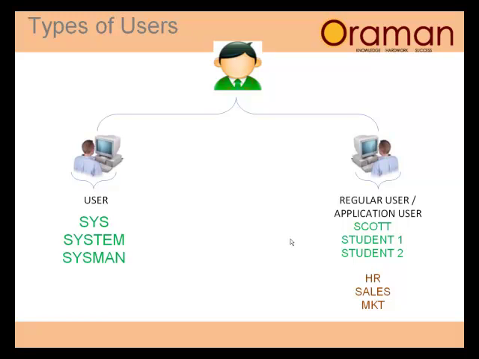And there might be regular people or regular users who will be connecting to the system for development purposes, or for reporting or querying purposes, and for a lot of other reasons. And those users can have their own objects as well. Examples of those users are Scott, student 1, student 2, and so on.